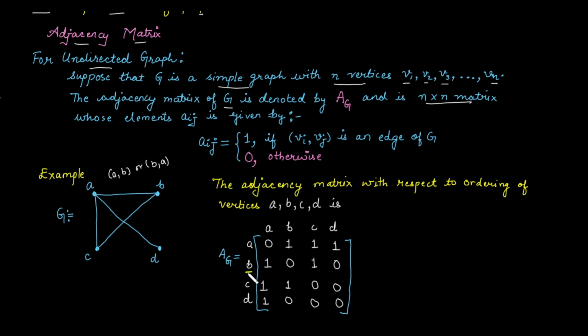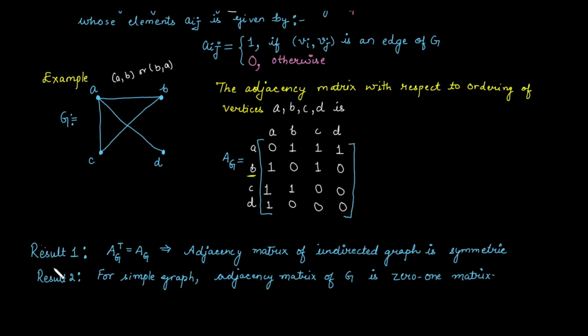Now take the B vertex. Is B adjacent to A? Yes. B is further adjacent to C, so the corresponding value is 1, otherwise it is a 0. For the C vertex, C is adjacent to A and B, so the corresponding column entries are 1, otherwise it is a 0. D vertex is adjacent to only A, so this entry is 1, otherwise it is a 0.